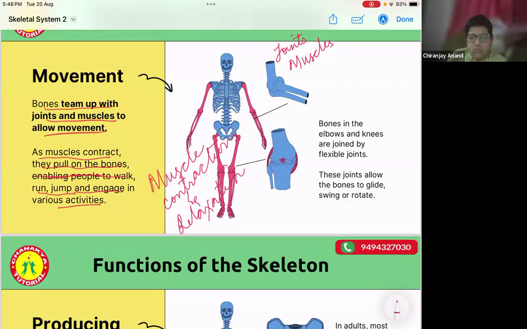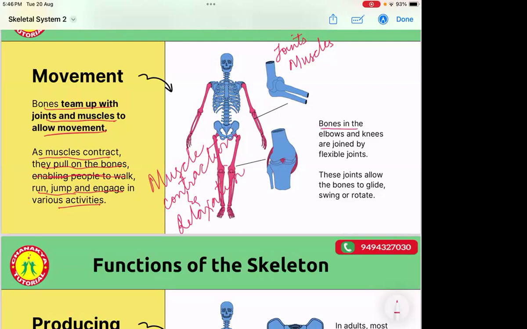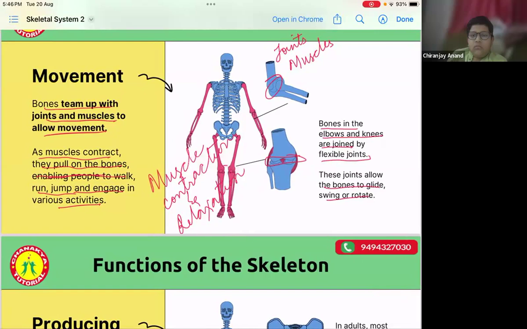You can see in this picture, bones in the elbow and knees are joined by flexible joints. Since in the elbow and in the knees we have a flexible joint, movement is possible. These bones can glide, swing or rotate, because of which we are able to move.